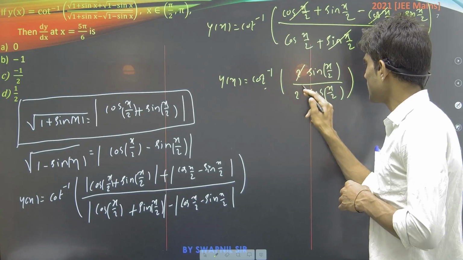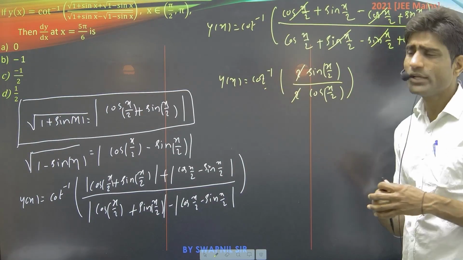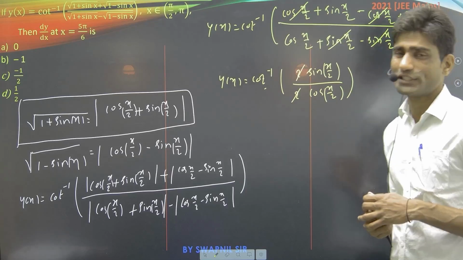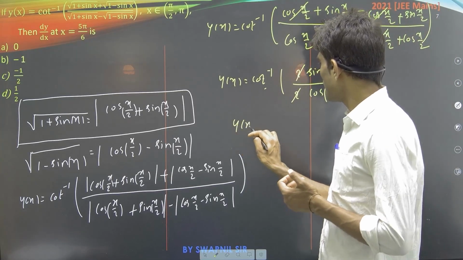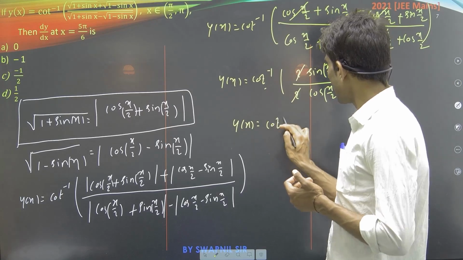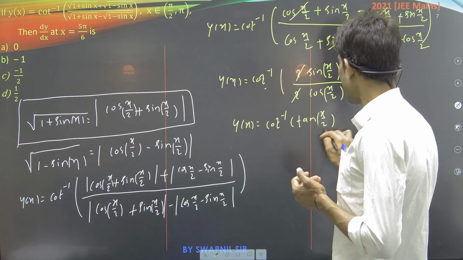So 2 can cancel here. So y of x is equal to cot inverse of sin x by 2 upon cos x by 2, which is tan of x by 2. So in our next step, y of x can be written as cot inverse of tan of x divided by 2.